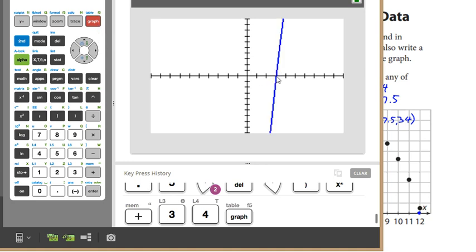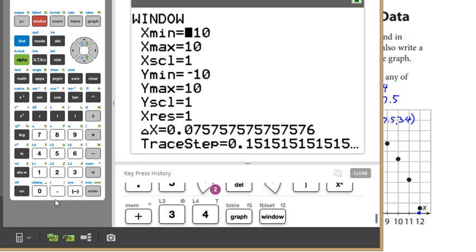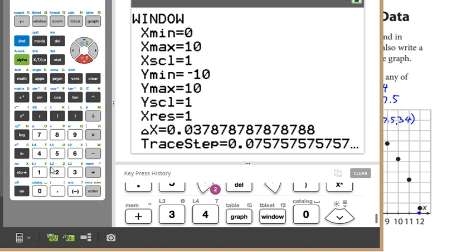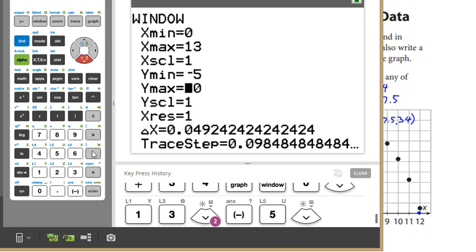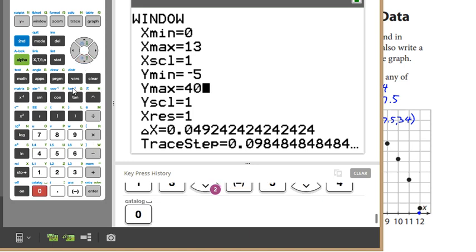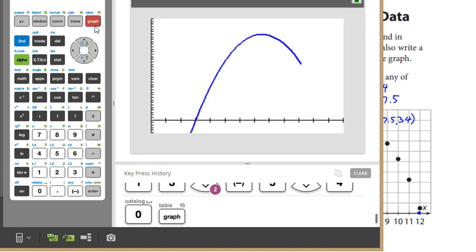It looks like at (3, 0) we hit that well, but we're going to adjust our window in several respects. One, we're going to go from x equals 0 to x equals 13, and I'm going to go to y equals negative 5 down here. For y maximum, I'm going to say 40. And we should be able to see what's going on here better. Yeah, we do see that.